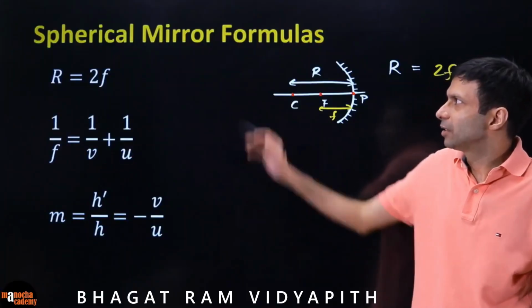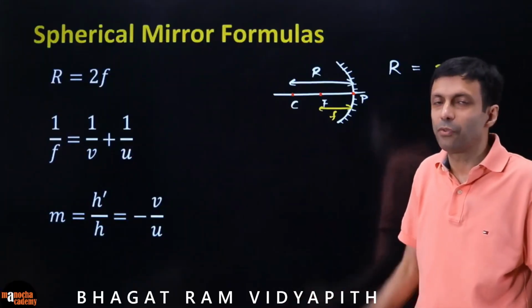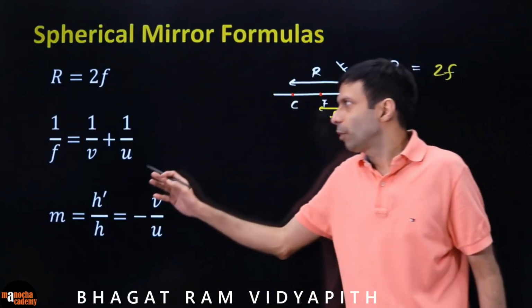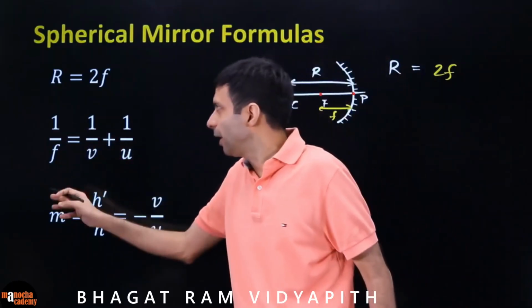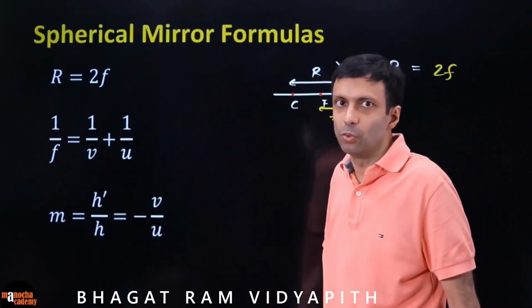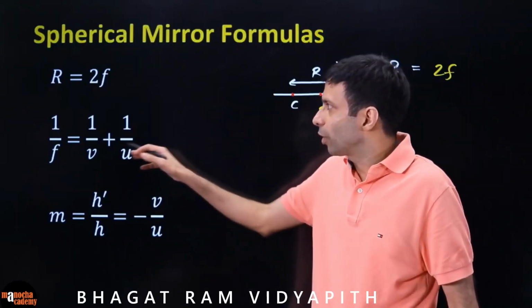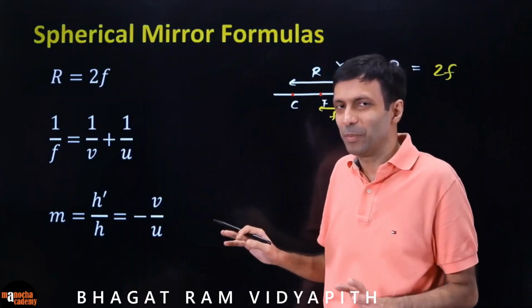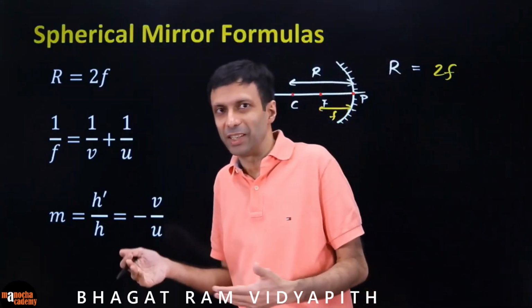Next formula, so that is the simple relation, r equal to 2f, or focal length is half the radius of curvature. Now what is the next formula? This is very important, 1 by f equal to 1 by v plus 1 by u. So it's very important to understand what are these terms. U and V is not initial velocity, final velocity. What do they mean here? So in this chapter they mean different things, right?